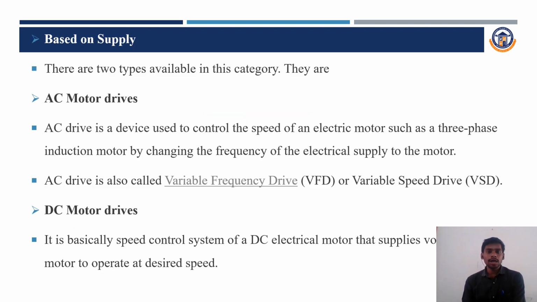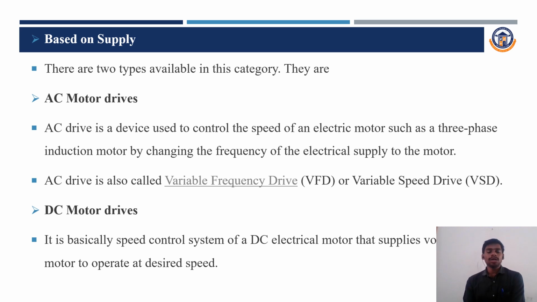Based on the supply, there are two types available in this category: AC motor drives and DC motor drives. AC motor drives operate on AC supply, either single phase supply or three phase supply. Single phase supply operates at 230 volt AC, three phase supply operates at 440 volt AC. An AC drive is a device used to control the speed of an electric motor, such as a three phase induction motor, by changing the frequency of the electric supply to the motor. An AC drive is also called a variable frequency drive, VFD, or variable speed drive, VSD.